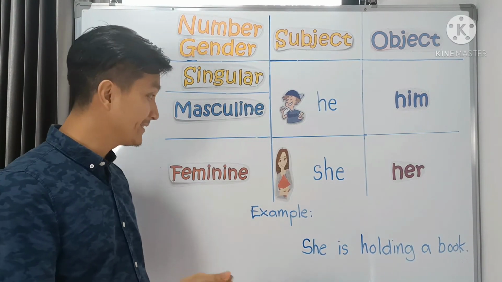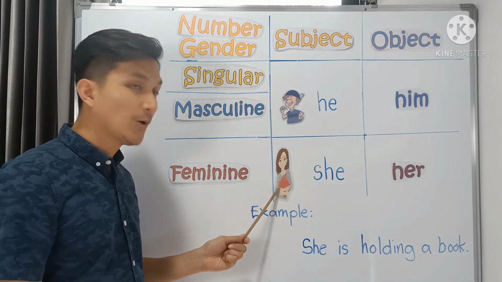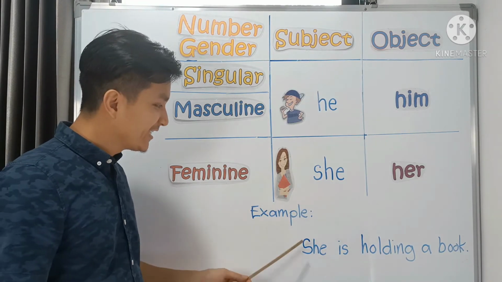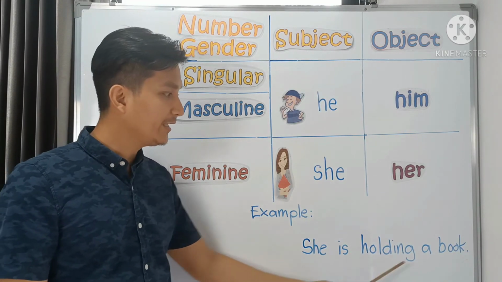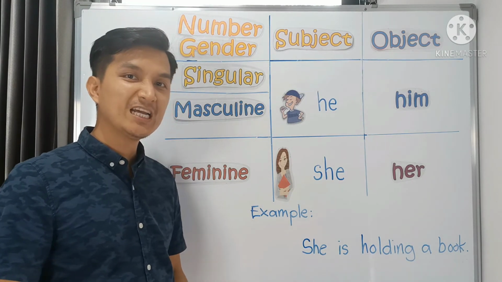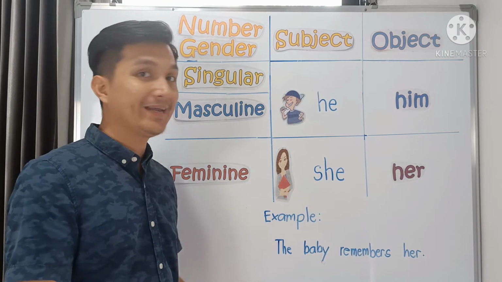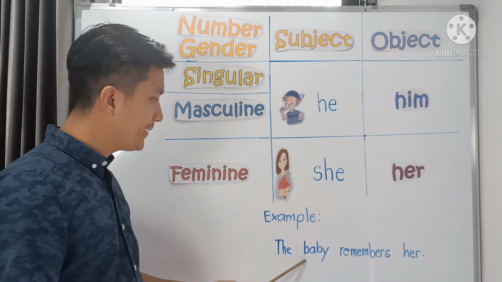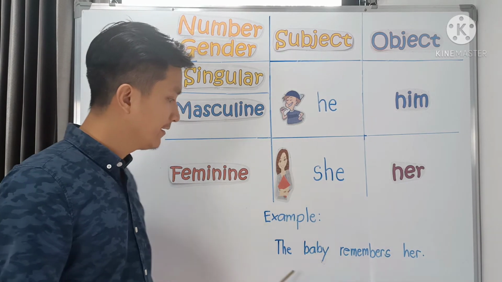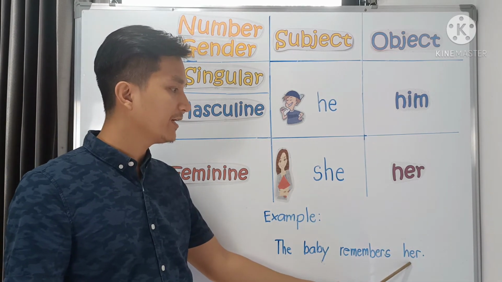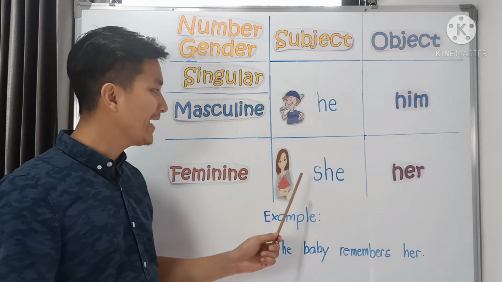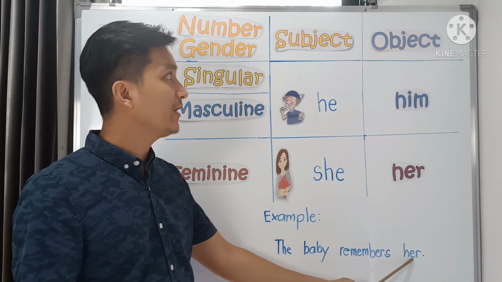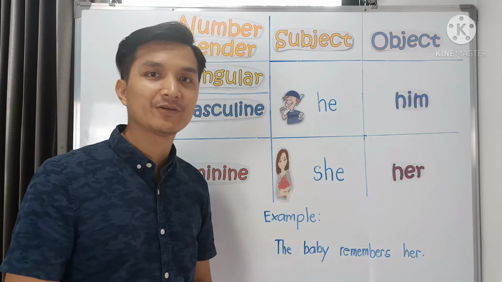Number two example is, let's take a look at this girl. What do you think the girl is doing? You're correct. She is holding a book, or she holds a book. All right. In this sentence, we're going to use the pronoun her. The baby remembers her. Her is feminine, or a girl. So, the baby remembers her. Her is an objective pronoun.